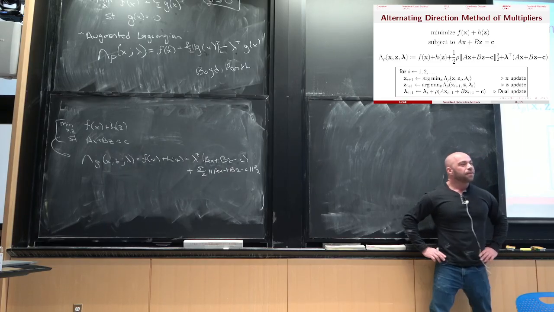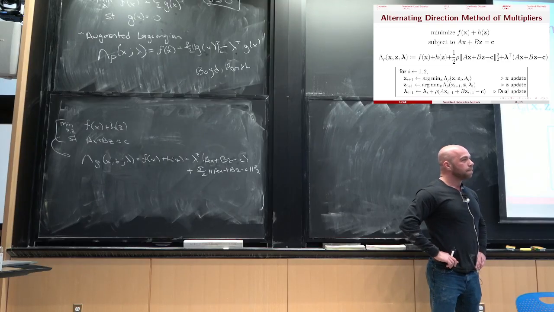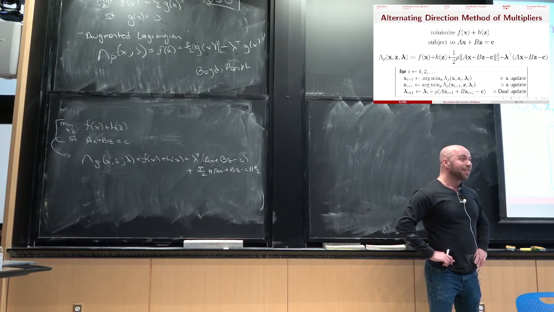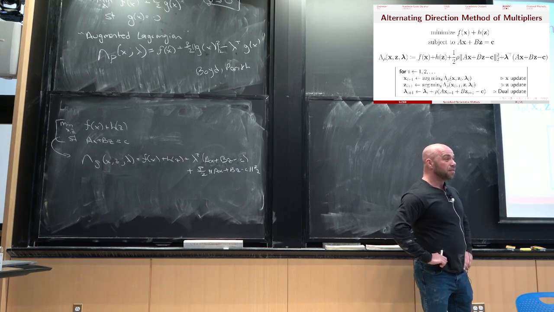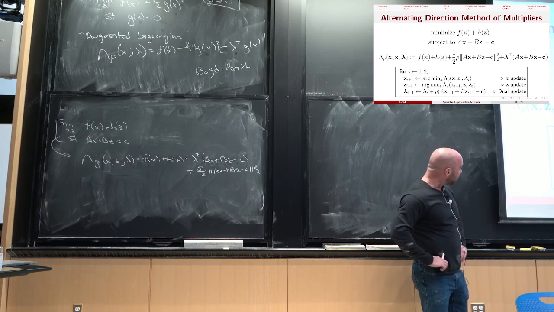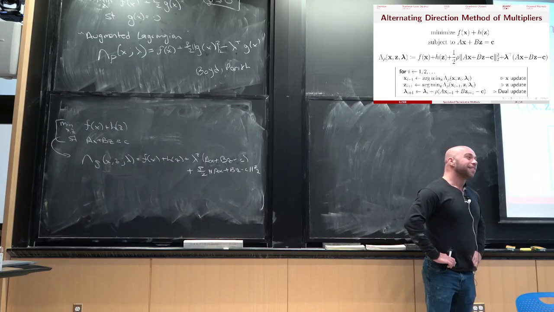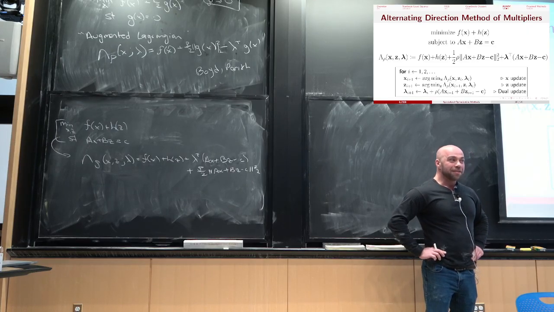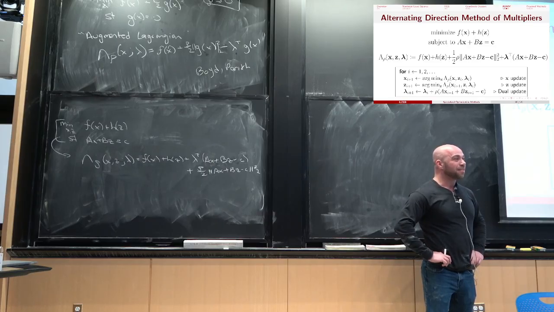Yes? This thing does not maintain primal feasibility. Yeah, x and z only satisfy the constraint in the limit. Absolutely. The intuition here is that by leaving the constraint set, we're going to be able to derive an algorithm that does much better than forcing yourself to move around in the constraints every time.